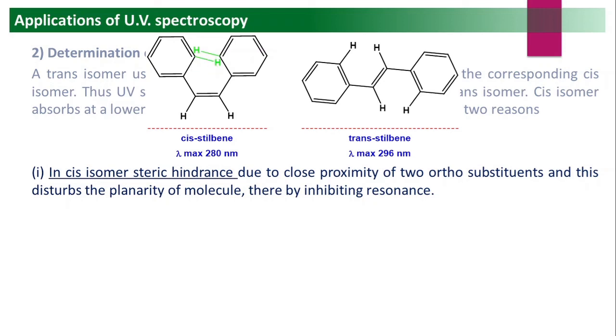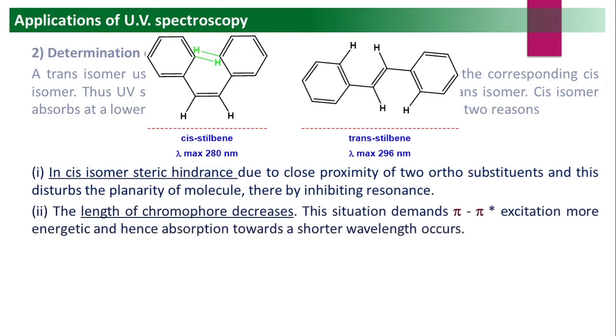So because of that, planarity of the molecule is lost, and planarity is one of the most important things for resonance. If planarity is lost, there is an inhibition of the resonance. If resonance is lost, then more energy is required to excite the pi electron, the pi to pi star transition, and lambda max will decrease.